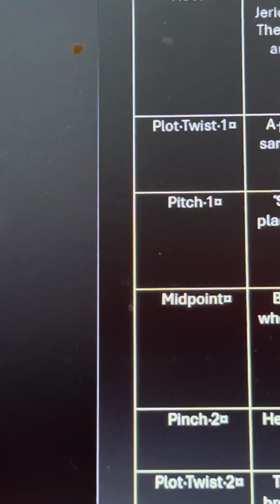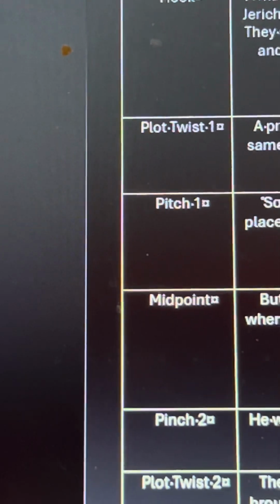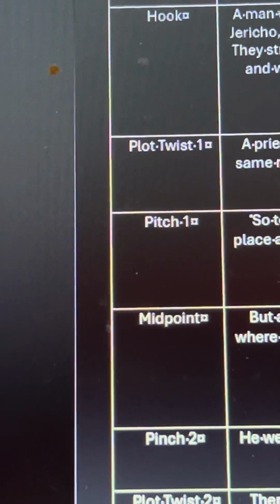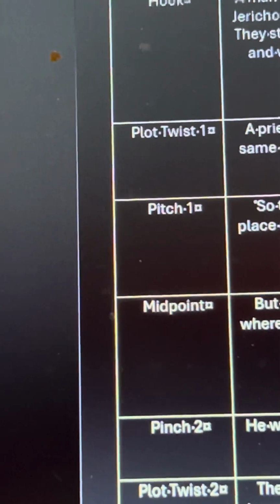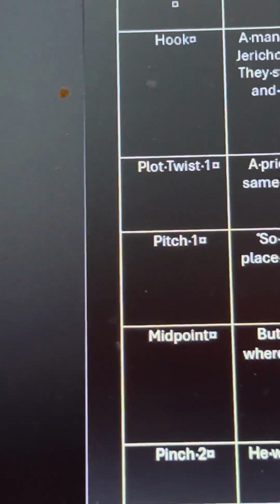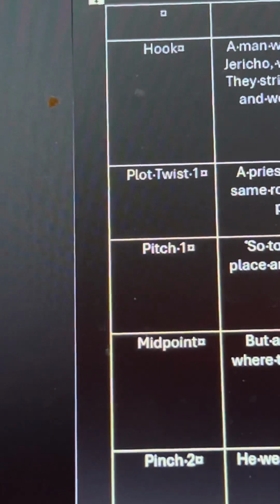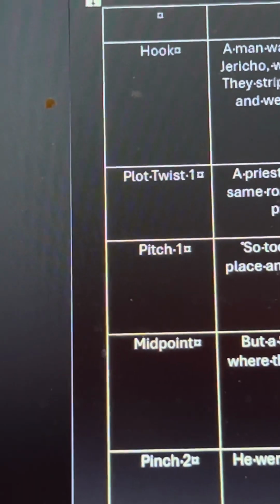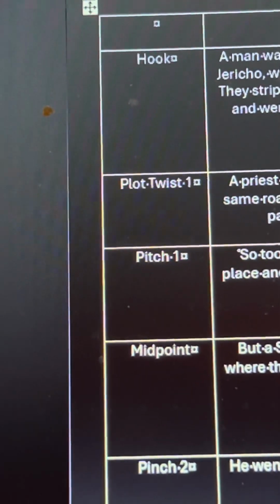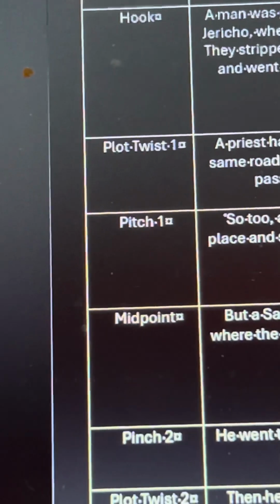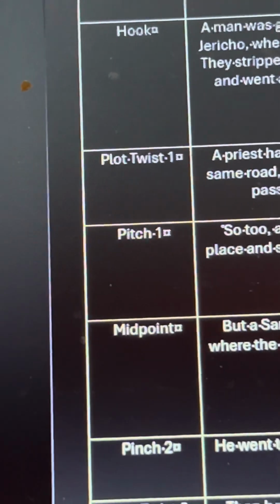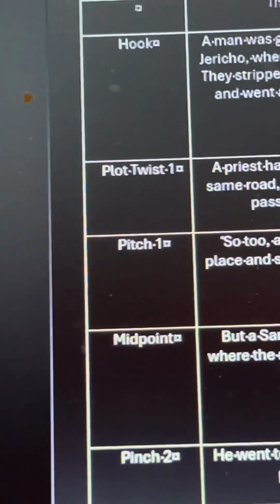So pinch 1 is similar to a plot twist, but slightly different. It's like a little twist, almost like a pinch. It's almost like someone's pinching you. You've had the plot twist. Well, here's a little pinch. You've coped with the hook, you've been pulled in, and I've thrown a plot twist at you, and here's another pinch as well. I'm going to add some more of it to you.